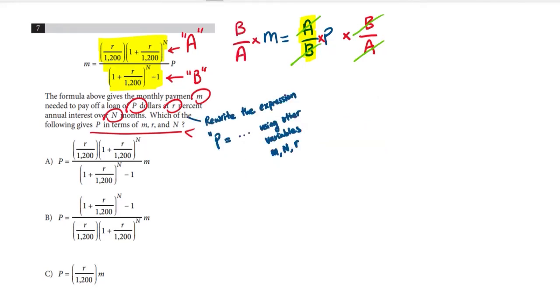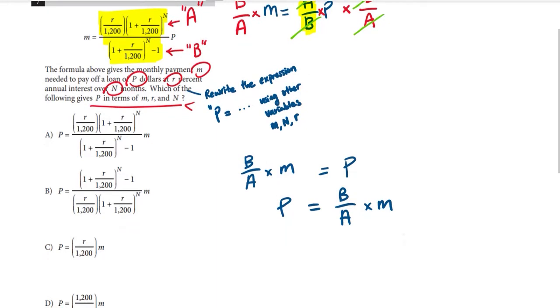So now we have P on one side and B over A times M on the other side of the equation. If you want, you can flip it left and right and write it as P is B over A times M. Going back to our definition of A and B, remember B was the denominator of the fraction and A was the numerator.